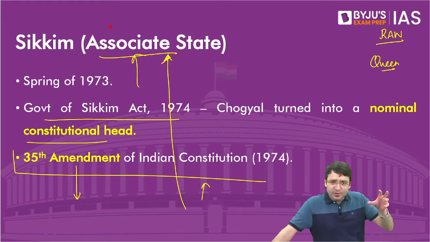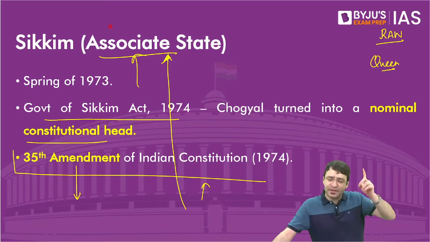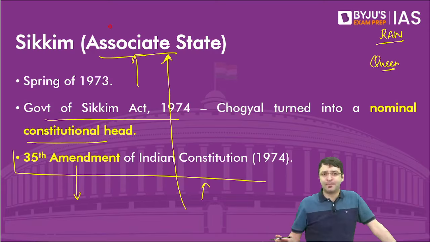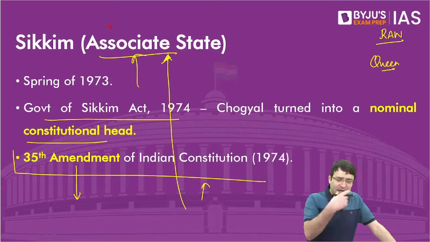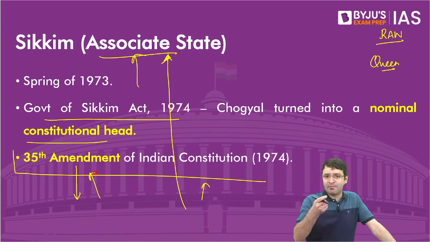When this Government of Sikkim Act was passed, Chogyal was converted into a nominal constitutional head. And then he started traveling different parts of the world, alleging that India is fueling these protests. India is violating my sovereignty. The government of India asked the parliament to amend the constitution. 35th Constitutional Amendment Act was passed. Sikkim became an associate state.